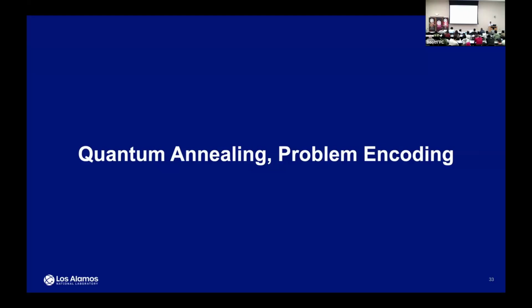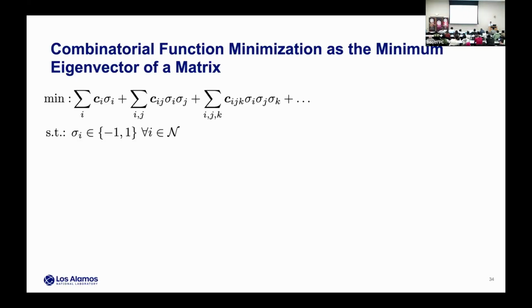So let's get into the problem encoding part. This is the application we're interested in doing. We have a combinatorial function. We're trying to minimize it. It can potentially be higher order. You don't need to stop at second order, but you have a coefficient on each of the terms. And then each variable can only take the value -1 or 1.